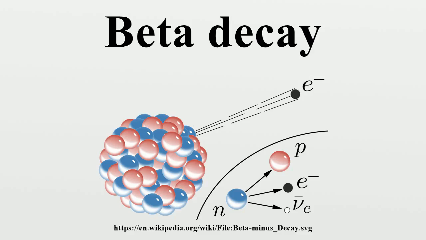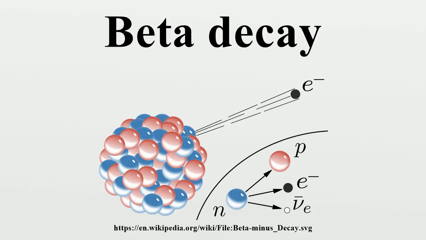As in all nuclear decays, the decaying element is known as the parent nuclide while the resulting element is known as the daughter nuclide. The emitted electron or positron is known as a beta particle. An example of positron emission is the decay of magnesium-23 into sodium-23: 23/12 Mg → 23/11 Na + e⁺ + νₑ.